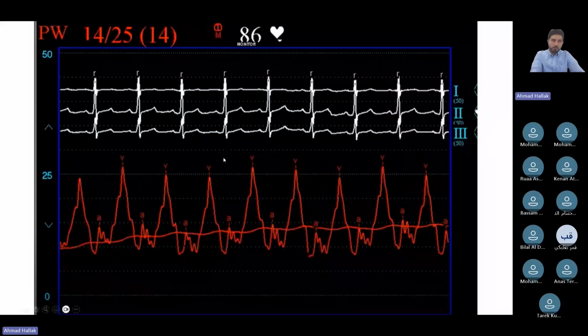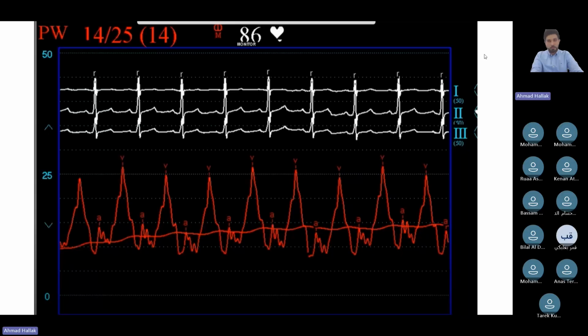But what you can notice in this wedge pressure is that the V wave is very high. There are a few things that can cause this elevated V wave. Can anyone think of what might cause an elevated V wave in the wedge pressure?